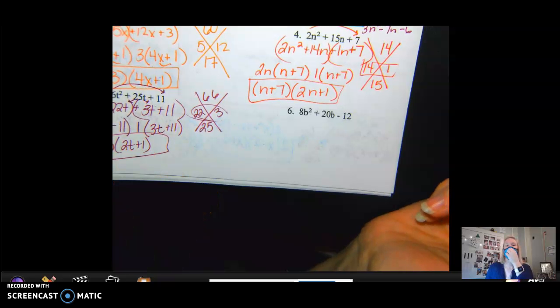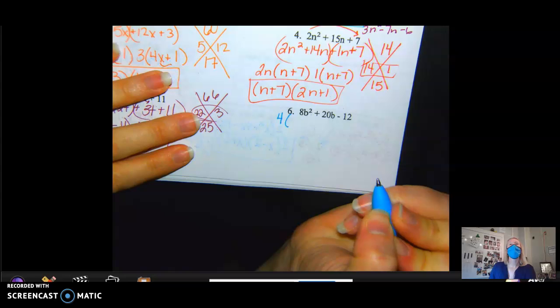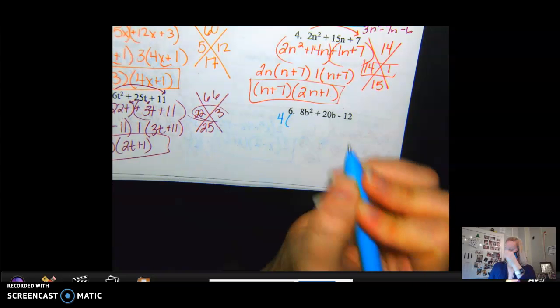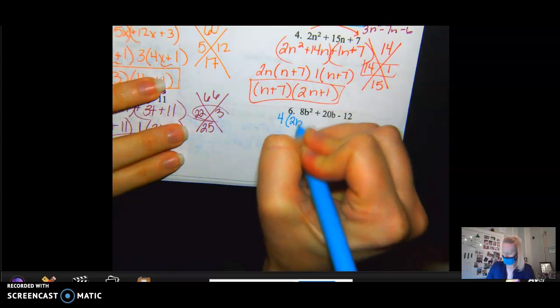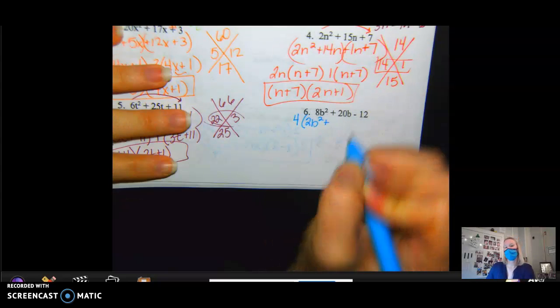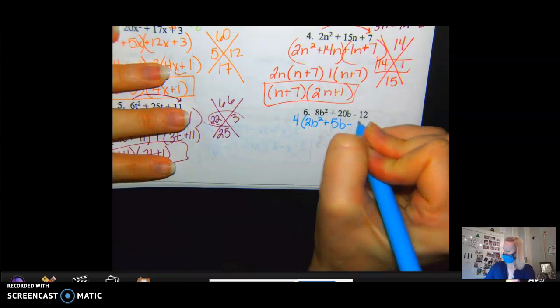Yes, good job. What's the biggest thing that goes into 8, 20, and 12? Awesome. So I'm going to take out a 4 first. When I take out a 4, what am I left with? So 8 divided by 4 is, so I get 2b squared, plus 20 divided by 4 is? Awesome. Minus 12 divided by 4 is 3.